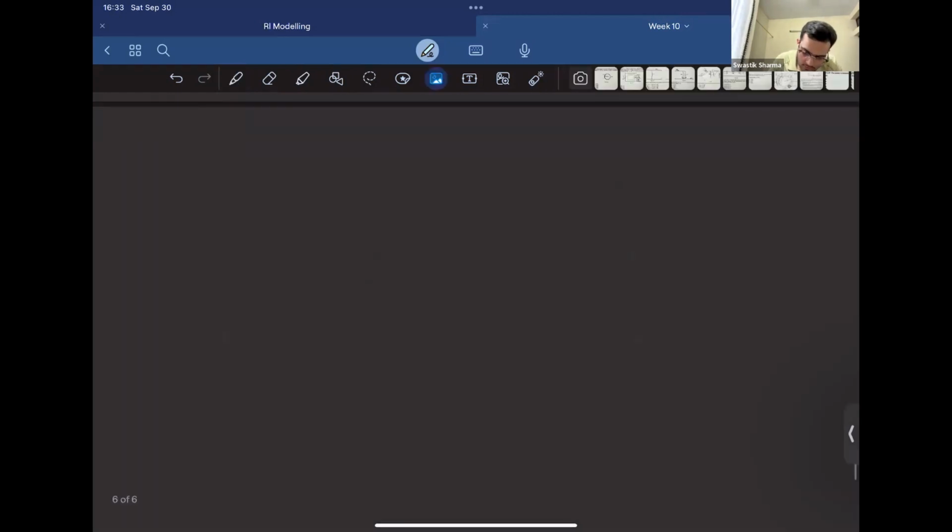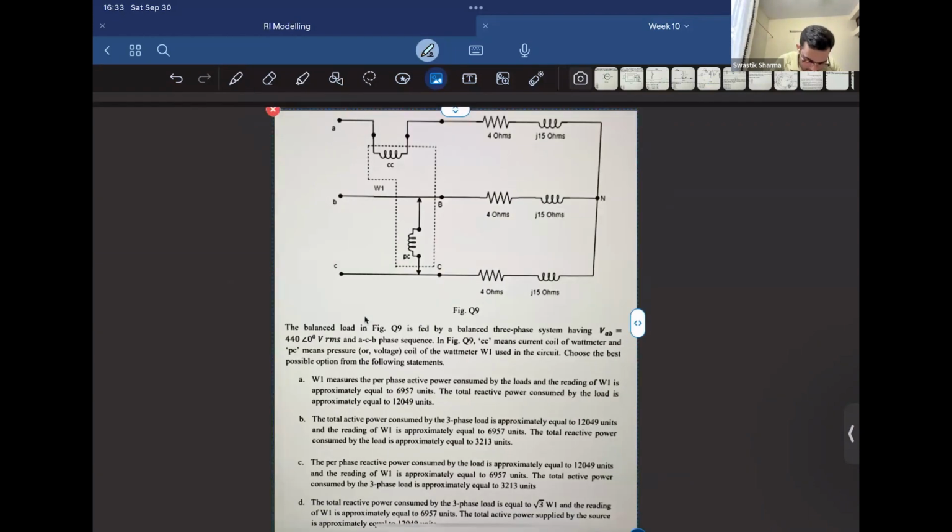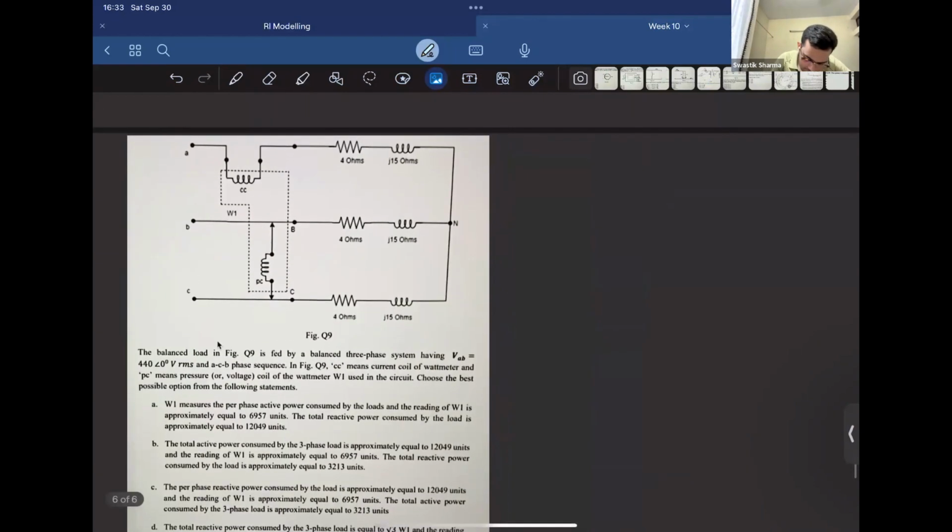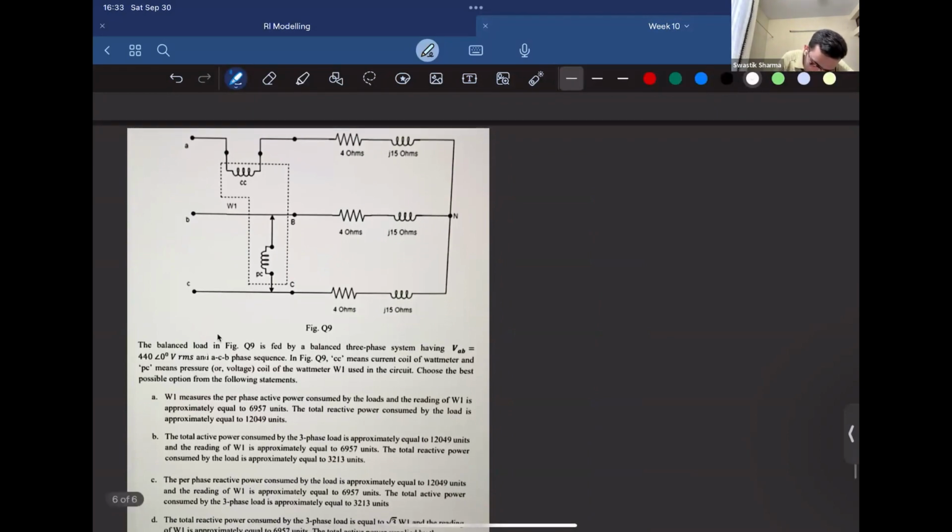So the question is trying to ask us a similar question, but with a twist. Here it's saying that the phase sequence is ACB. That means instead of B phase voltage lagging A phase voltage, it now leads, right? So that means this sequence would look something like this: VAN, VN.